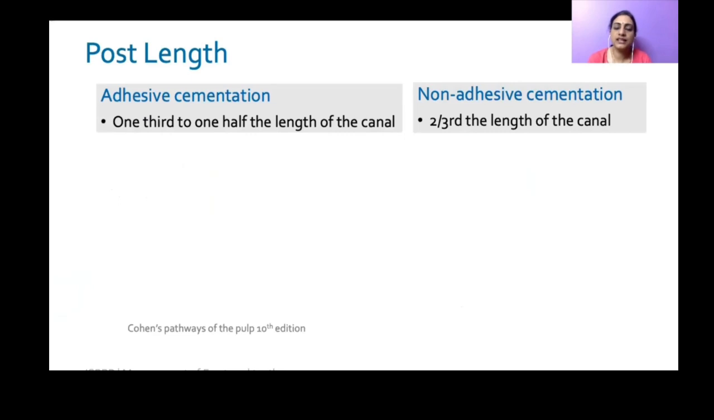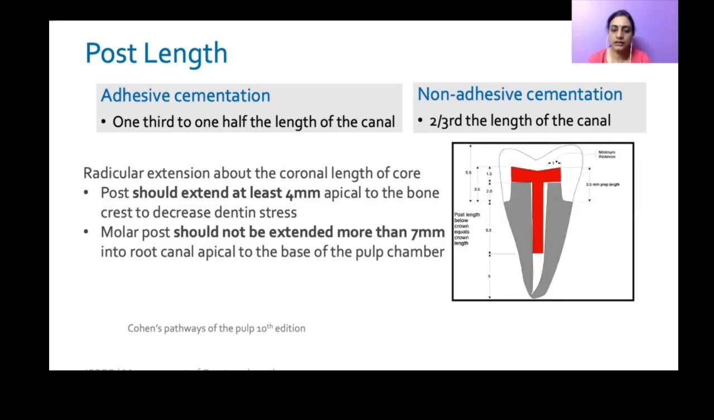When you compare adhesive and non-adhesive cementation, for adhesive cementation, we must have at least 1/3 to 1/2 of the length of the canal for post length, whereas for non-adhesive cementation, the post should be 2/3 the length of the canal. Other features are that from the alveolar crest, the post should extend at least 4 mm apically, and in case of a posterior tooth, should not extend more than 7 mm into the root canal space.